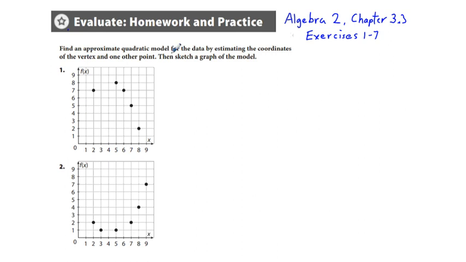1. Find an approximate quadratic model for the data by estimating the coordinates of the vertex and one other point, then sketch the graph of the model. Well, here we have a lot of points on the right side of the parabola, but only one on the left. So we're coming up from the right, and it looks like maybe about right here would be an estimate of the vertex. And for that, we have the point (4, 8.5).